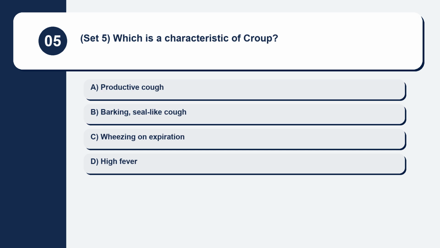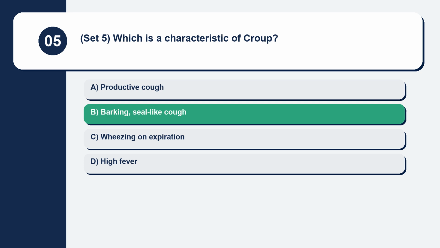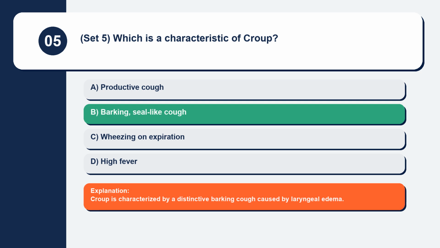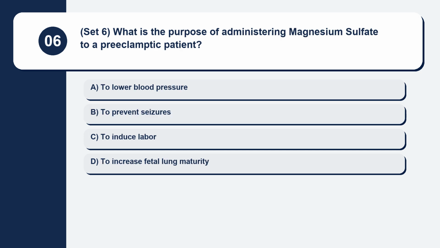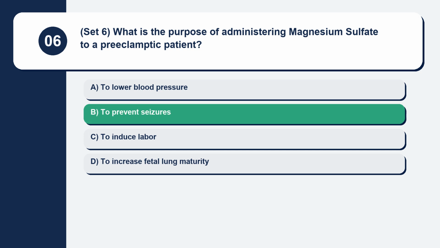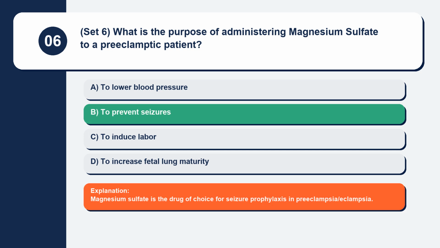Question 5. Set 5. Which is a characteristic of croup? Productive cough, barking seal-like cough, wheezing on expiration, high fever. Croup is characterized by a distinctive barking cough caused by laryngeal edema. Question 6. Set 6. What is the purpose of administering magnesium sulfate to a preeclamptic patient? To lower blood pressure, to prevent seizures, to induce labor, to increase fetal lung maturity. Magnesium sulfate is the drug of choice for seizure prophylaxis in preeclampsia/eclampsia.